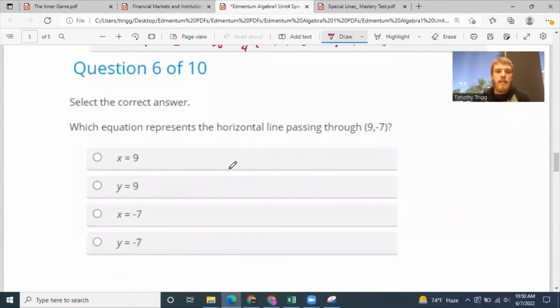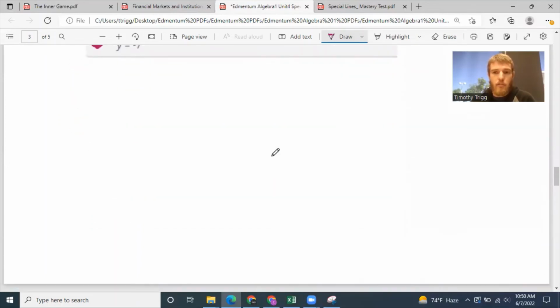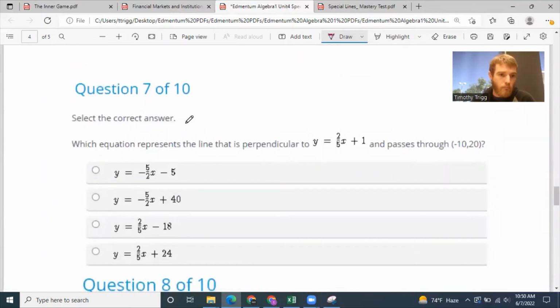Which equation represents a horizontal line? So horizontal lines are always in the form y equals, and it passes through the point 9 comma negative 7. Should this be y equals 9 or y equals negative 7? Well, in this case, y equals negative 7 because that's a y coordinate there. Vertical lines are in the form x equals. Horizontal lines are in the form y equals.